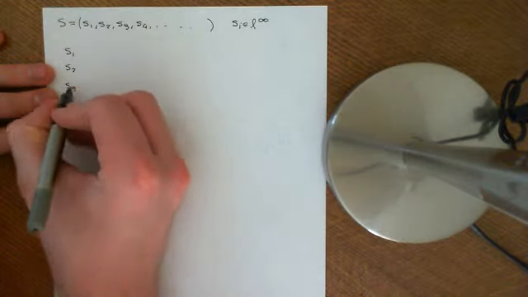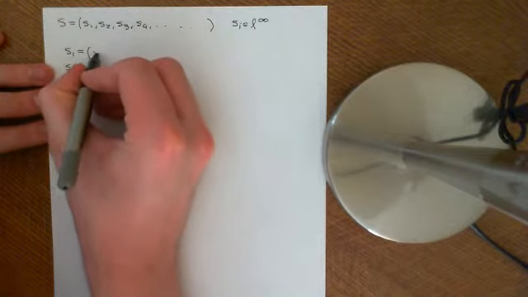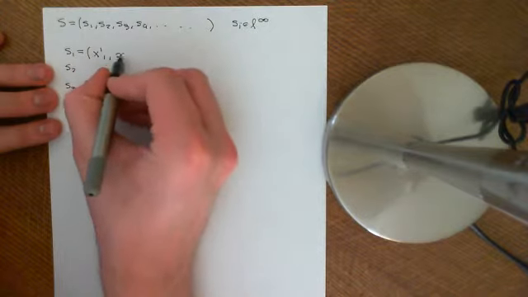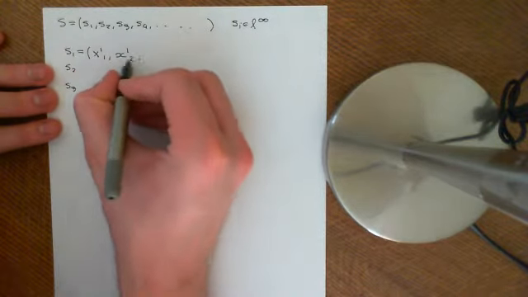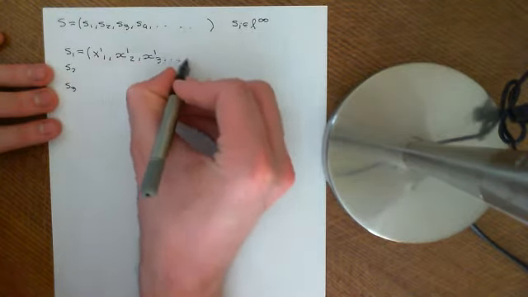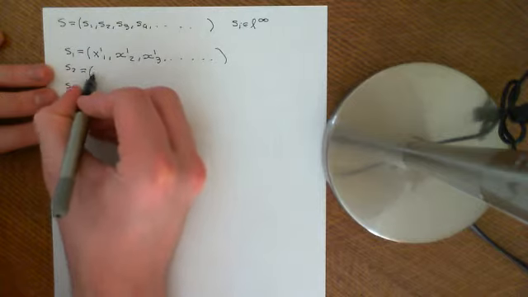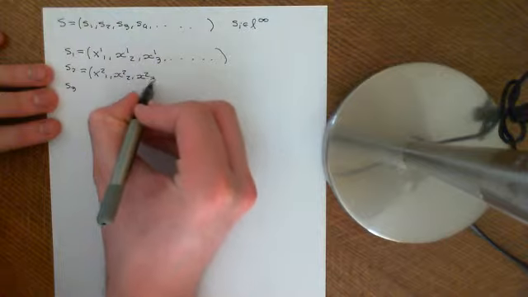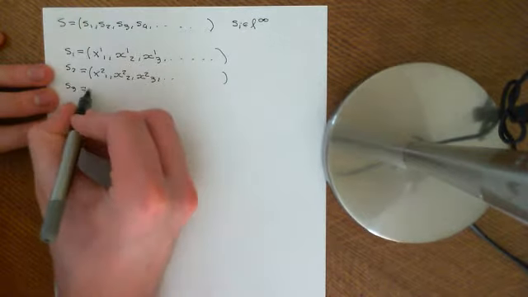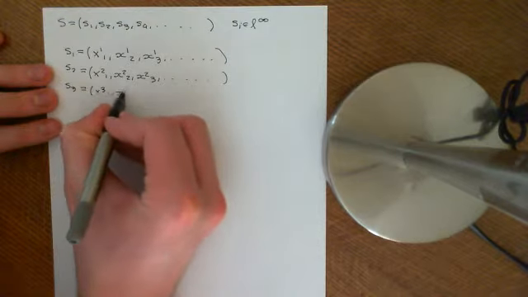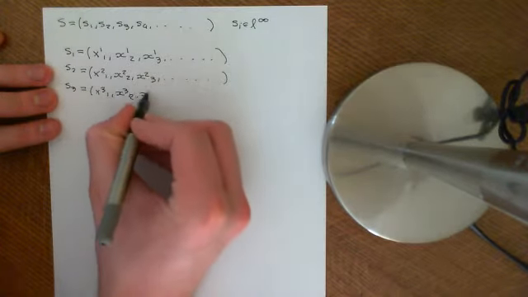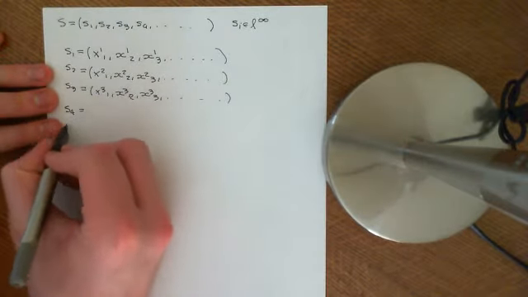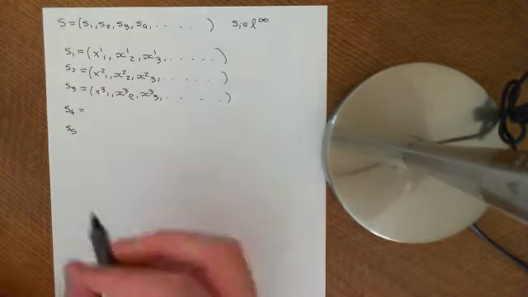So S1, S2, S3, these are actually equal to sequences themselves. So this is the first sequence. We put the superscript to denote that it's the first sequence, and then the subscript is going to denote the term that it represents. So X11, X12, X13, etc. And S2 is equal to X21, X22, X23, etc. And S3 is then equal to X31, X32, X33, etc. And obviously we would go on this way, and we'd also go on this way, so we'd have S4 and S5, etc. And you'd go on.